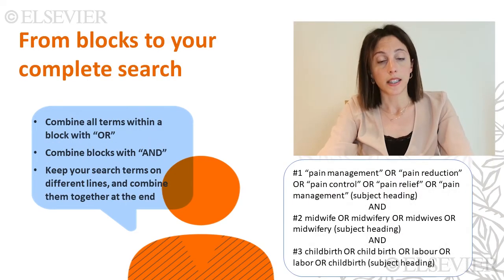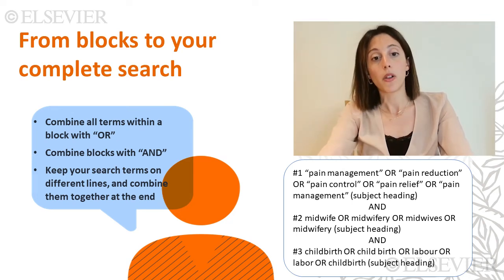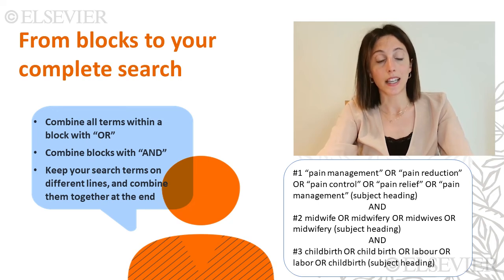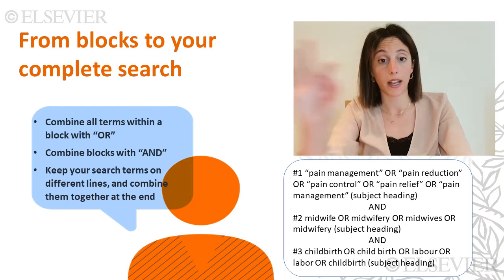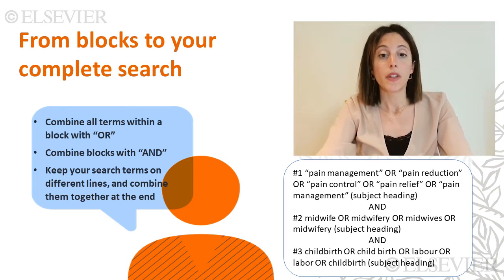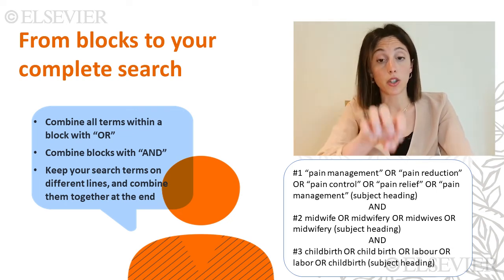Once you are certain that you have identified all the search terms for each of your search blocks, you combine all the terms within a block with OR. By doing that, you make sure that you find any study that contains any of your search terms in that line. You then combine the different blocks with the term AND. This ensures that you find only the studies that contain all the search blocks.